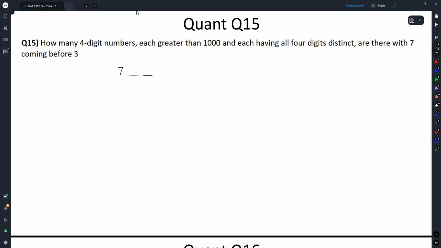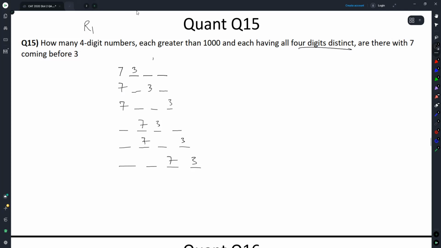Let me do it the inefficient way first. Of course, I'll do it in round 1, but let me do it the inefficient way first. 7 3, 7 3, 7 3, 7 3, 7 3. These 2 blanks, all 4 distinct digits, no?